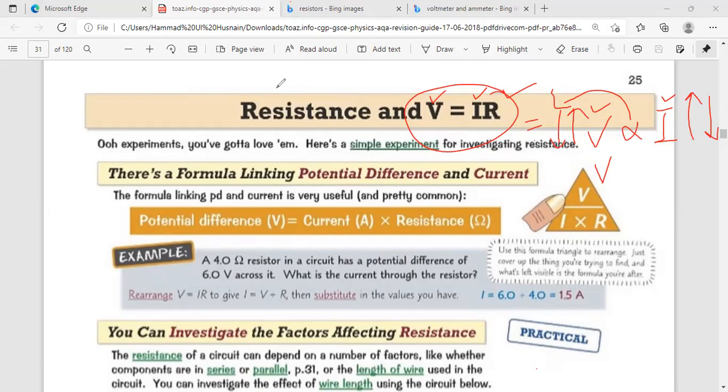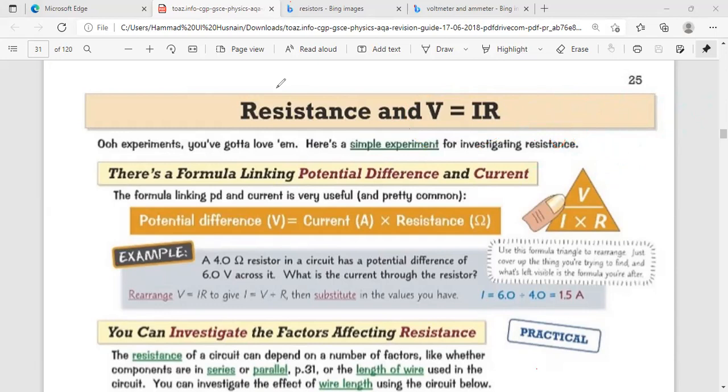Now, if we want to remove this proportional sign and replace it with an equal sign, we need to use a constant. Do you know about it? No, I don't know. Okay, just leave it. Don't make things complicated.